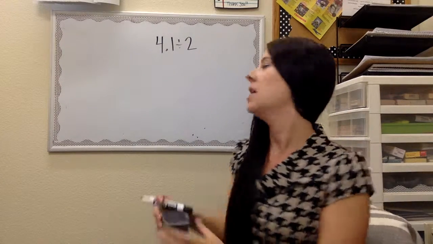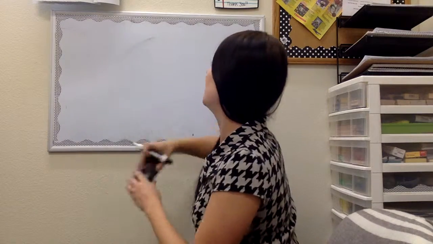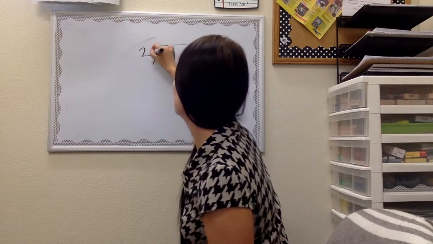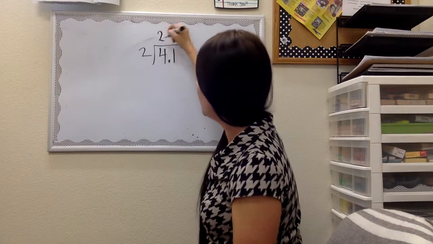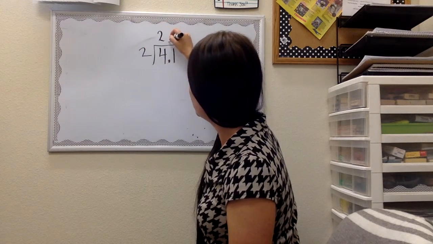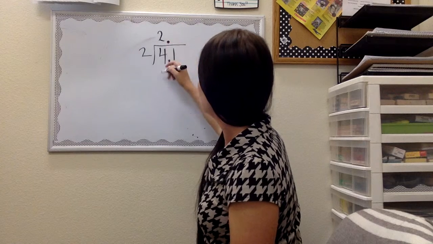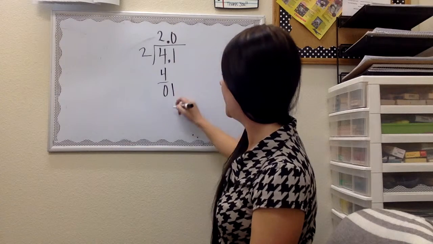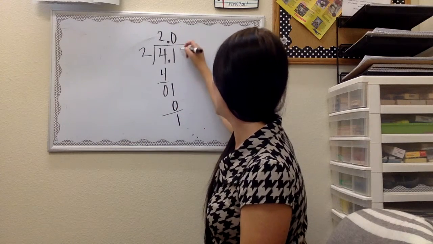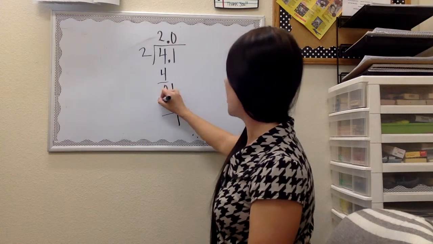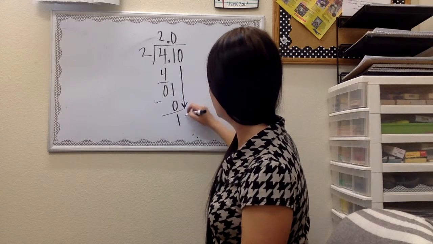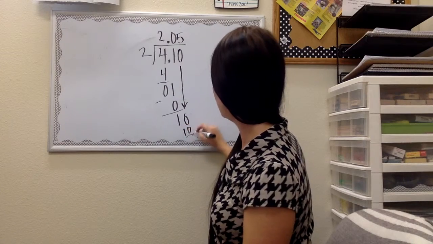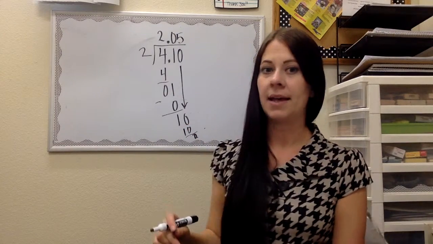All right. So again, I'm going to erase this and put it in a format I can use. 4.1 divided by 2. So 2 goes into 4 2 times. I know I need a decimal. So 4, 0, bring down a 1, 0, 0. I bring down a 1 because I subtracted. And I have another 0. And 2 goes into 10 5 times, and it goes in evenly, so I know that I am done.